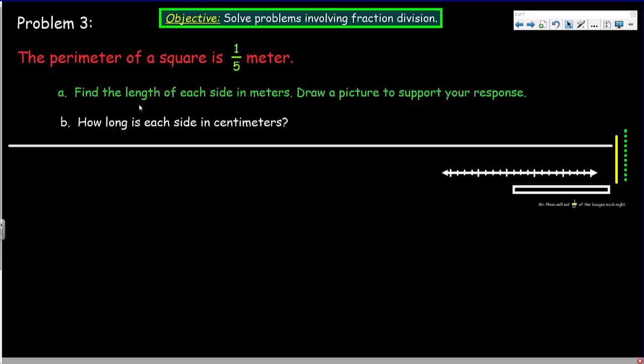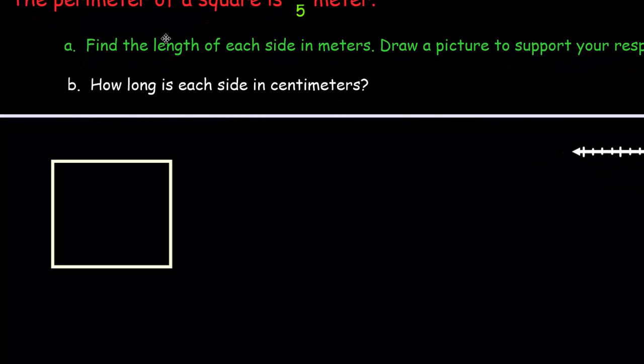meter. Okay, it says first we have to find the length of each side in meters. We have to draw a picture to support our response here. And then it says how long is each side in centimeters. It looks like we're going to be doing some metric conversion here from meters to centimeters to answer all that's been asked. What do we understand?